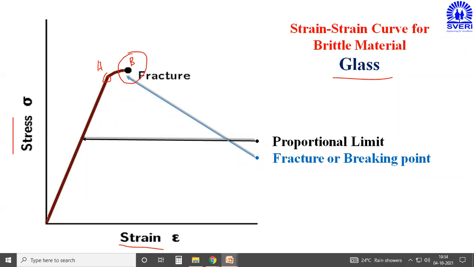If I throw the glass on the earth, immediately there is a breaking. The glass does not show some amount of deformation taking place first. It's not showing like a rubber. If I throw the glass on the ground floor, immediately it will break. Therefore, in case of a brittle material, after the proportional limit, directly you will get the fracture point, or directly you will get the breaking point.